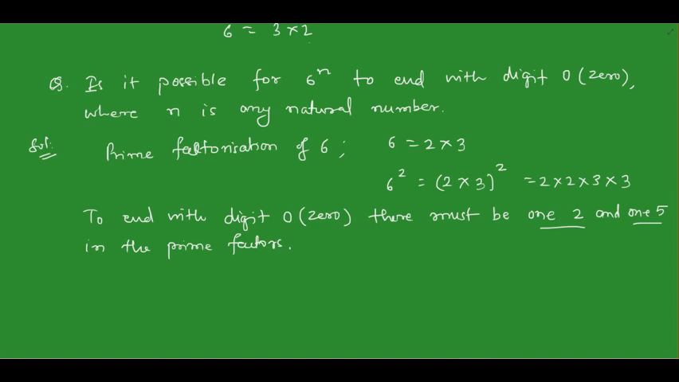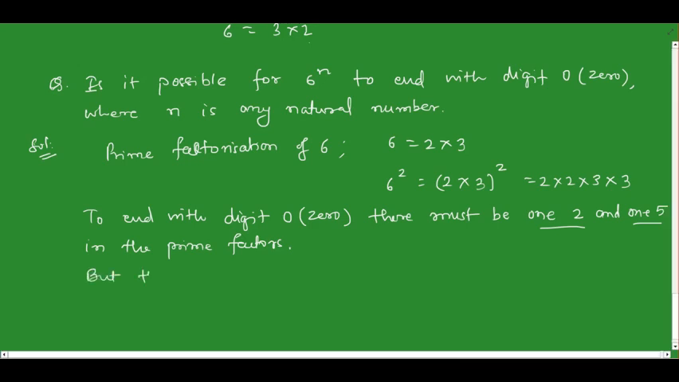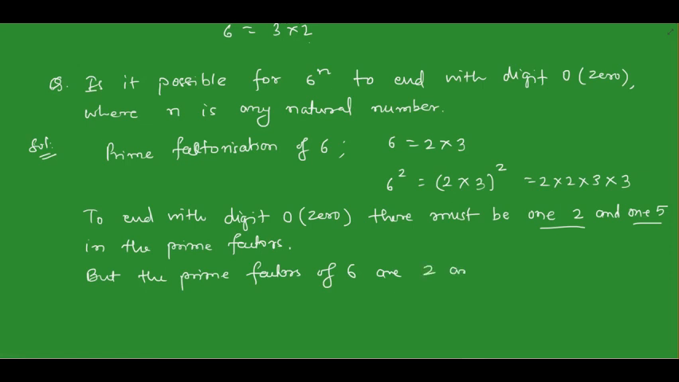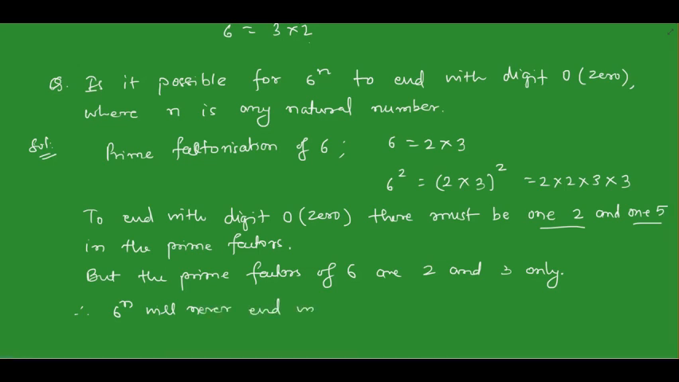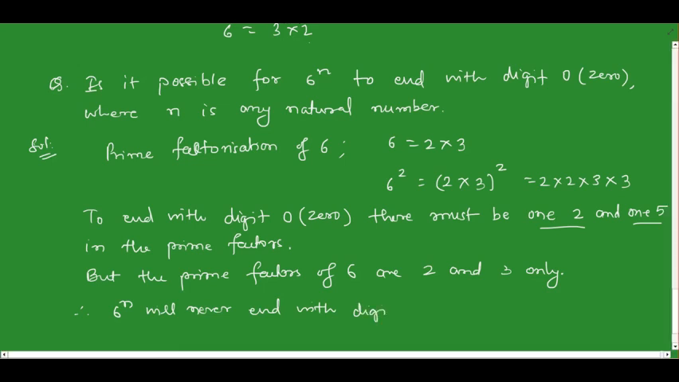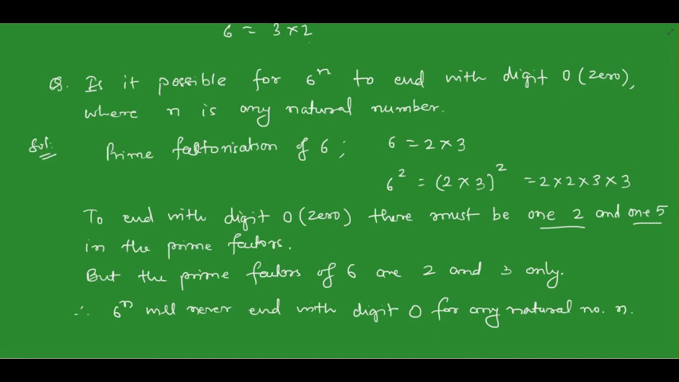Okay, so here we'll simply mention, but the prime factors of 6 are 2 and 3 only. Therefore 6 raised to power n will never end with digit 0 for any natural number n. Okay, or for any positive integer n.